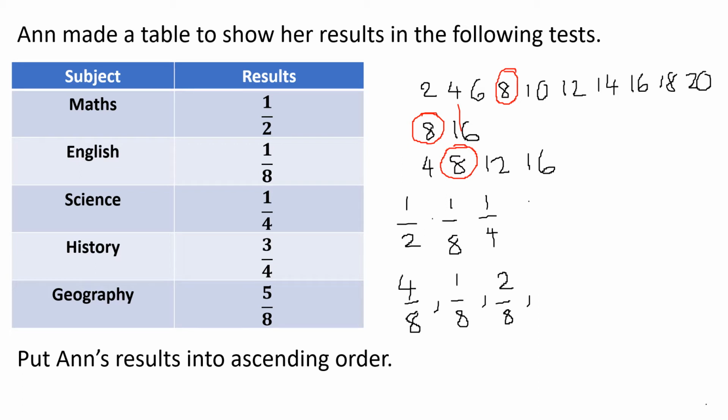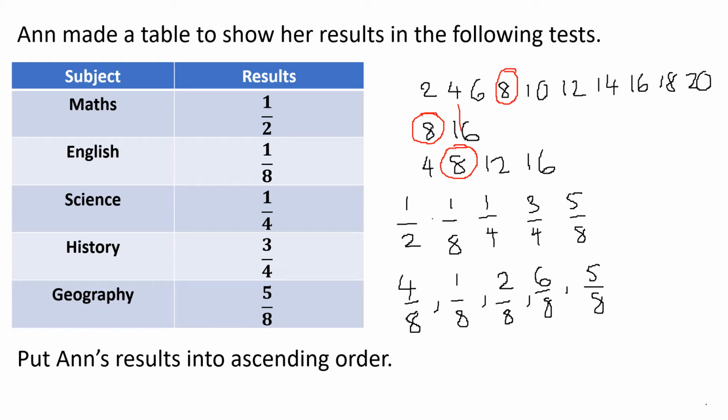Next one, we've got 3 quarters. Like our last one, I've timesed 4 by 2 to get me 8. So what I do to the bottom, I do to the top. So I need to do 3 times 2, which is 6. And our last one, 5 over 8. Don't need to do anything with this one because it's already over 8.